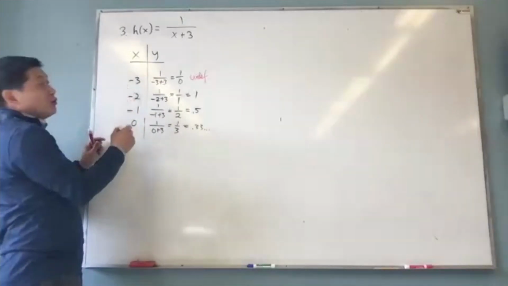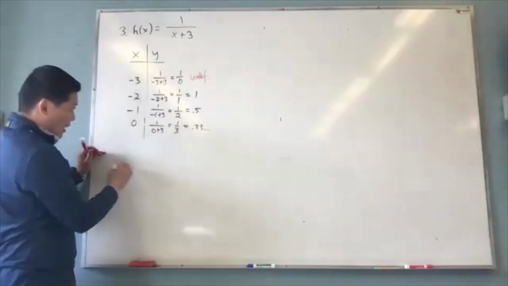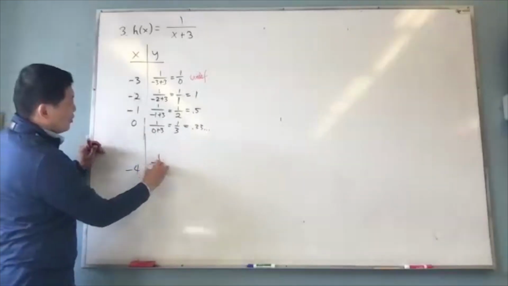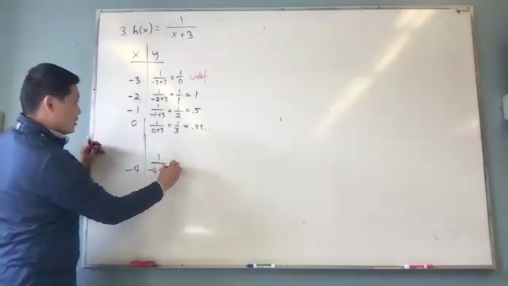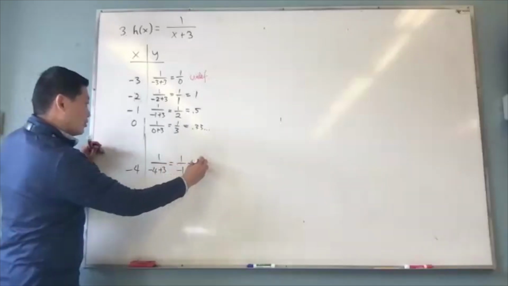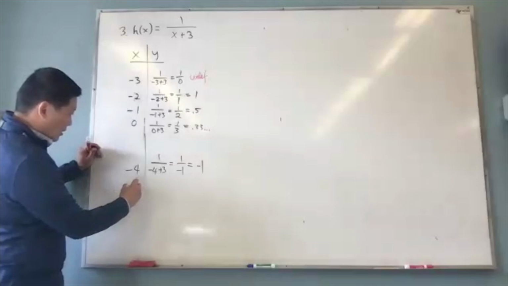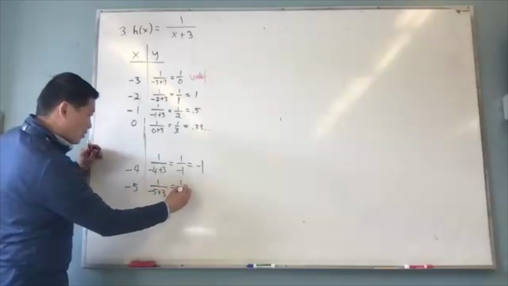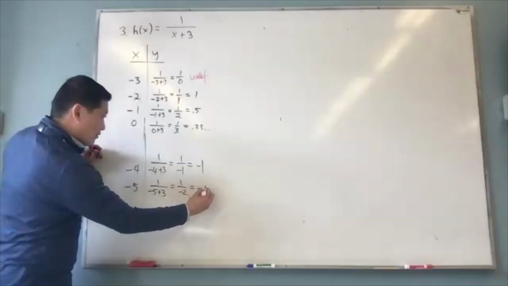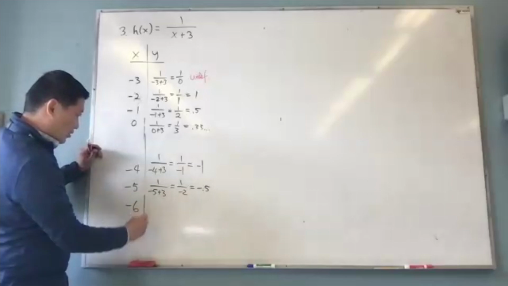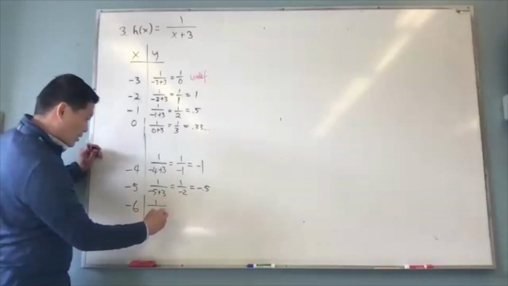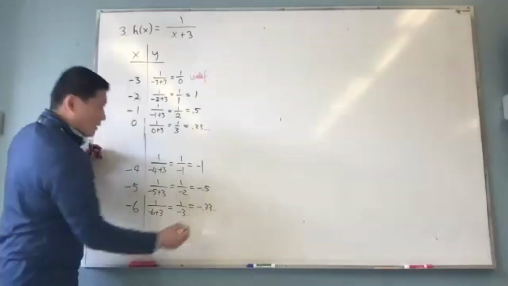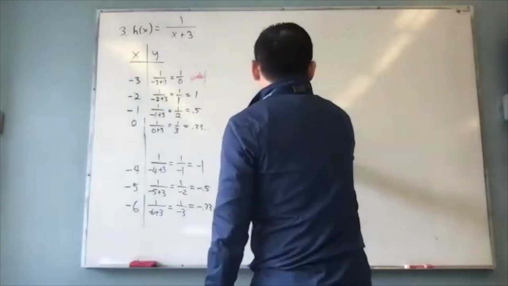So what I probably should do is go before negative 3. So I'll try negative 4. 1 over negative 4 plus 3 gives you 1 over negative 1, which is negative 1. Okay, what about negative 5? 1 over negative 5 plus 3 gives me 1 over negative 2, which is negative 0.5. Negative 6, 1 over negative 6 plus 3, which is 1 over negative 3, which is negative 0.33... Okay, so I'm ready to graph this.